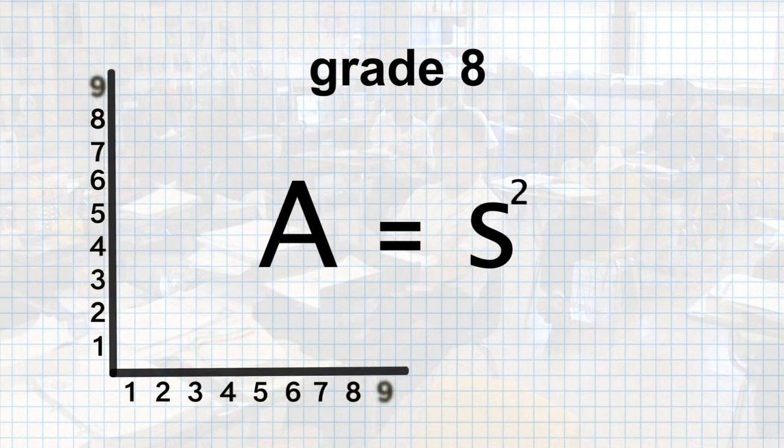For example, the function A equals s squared, giving the area of a square as a function of its side length, is not linear because its graph contains the points (1, 1), (2, 4), and (3, 9), which are not on a straight line.